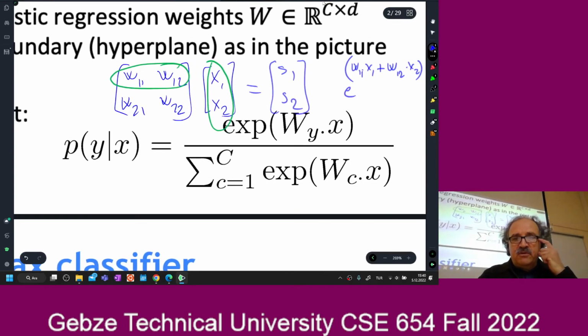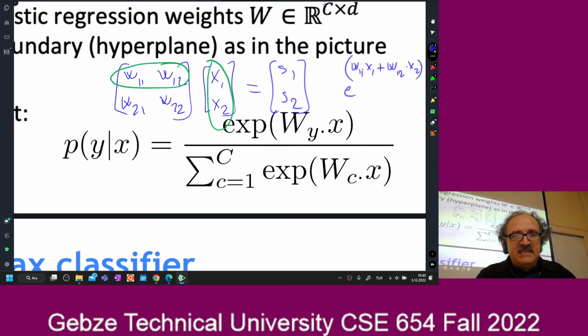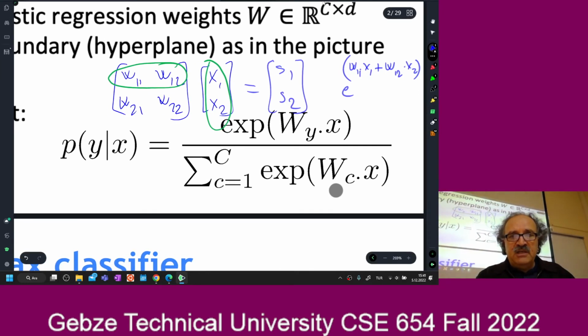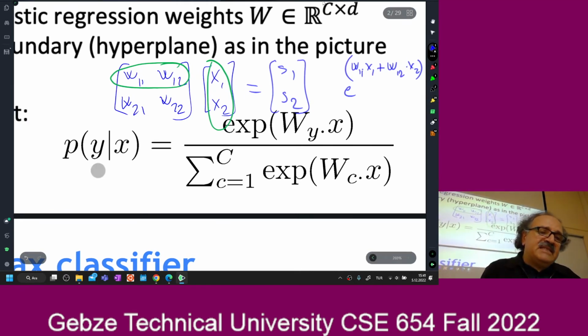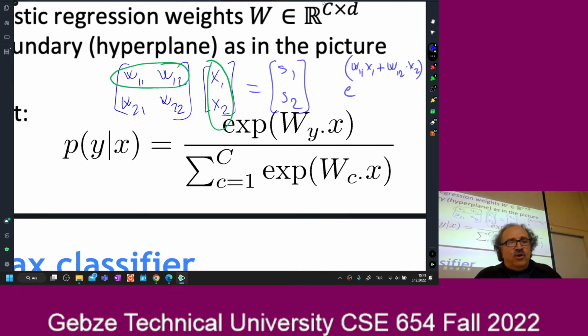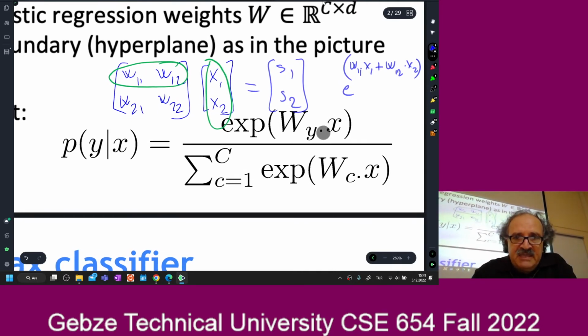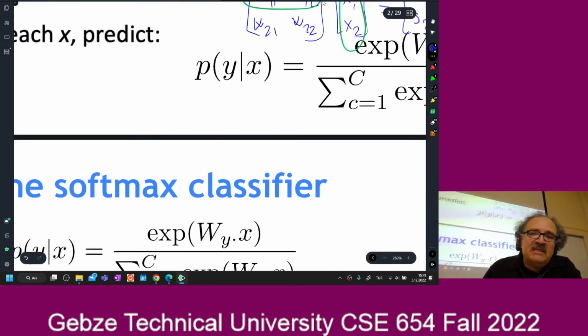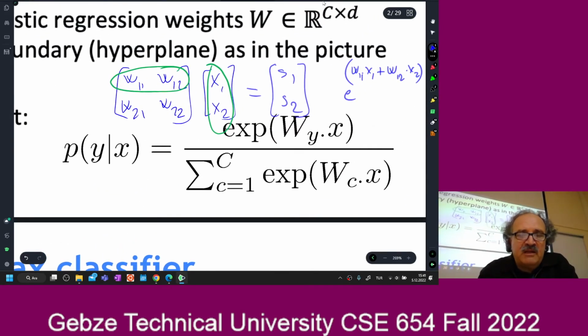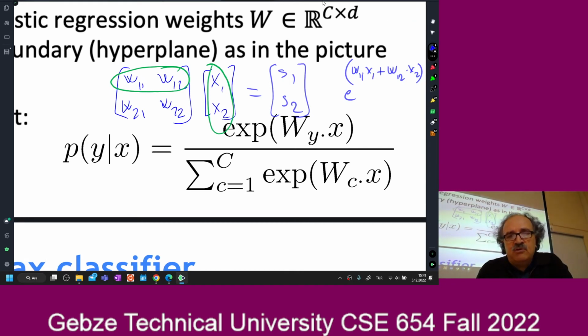For that, we are going to do this. For all the classes, make this calculation. For the class that I like to calculate the probability of, put it on the upper side of this fraction sign, and it should give you a number between 0 and 1. Why? Because when c becomes y, the upper side and lower side will be the same. The rest of them will be calculated and added up. So this division is going to be between 0 and 1.